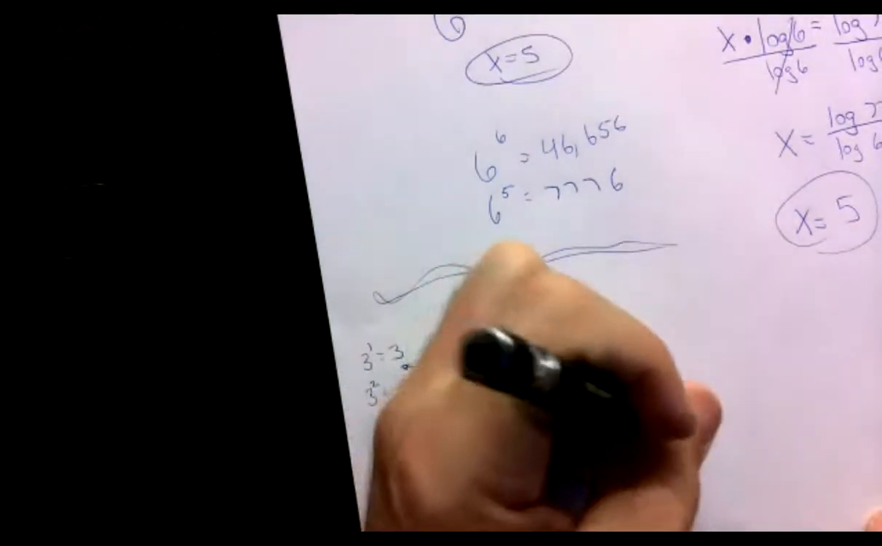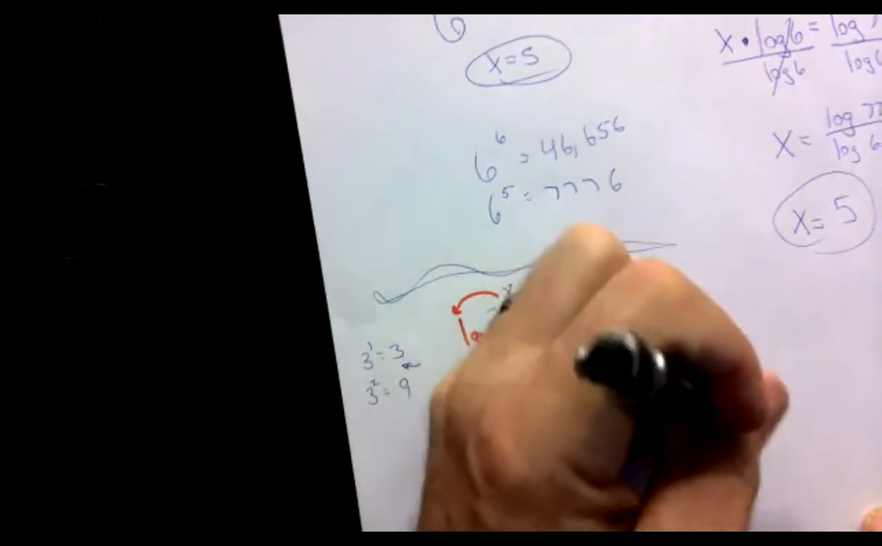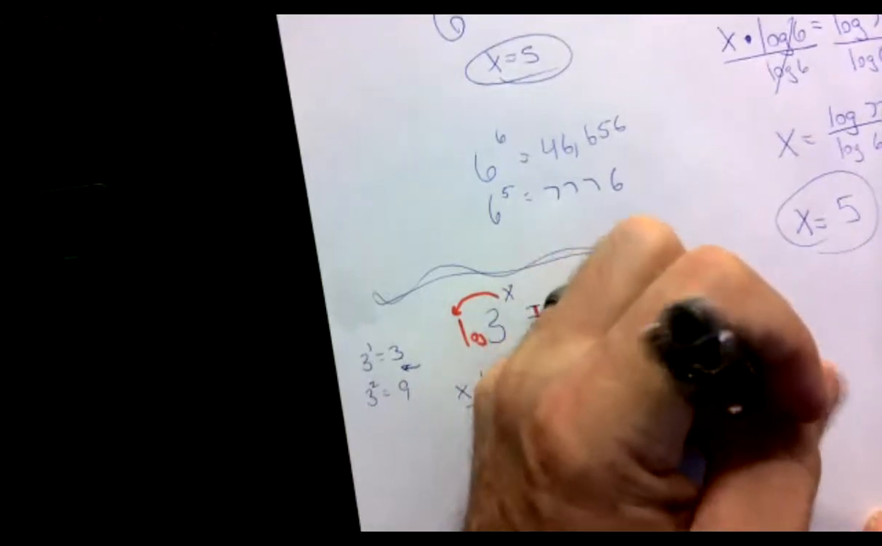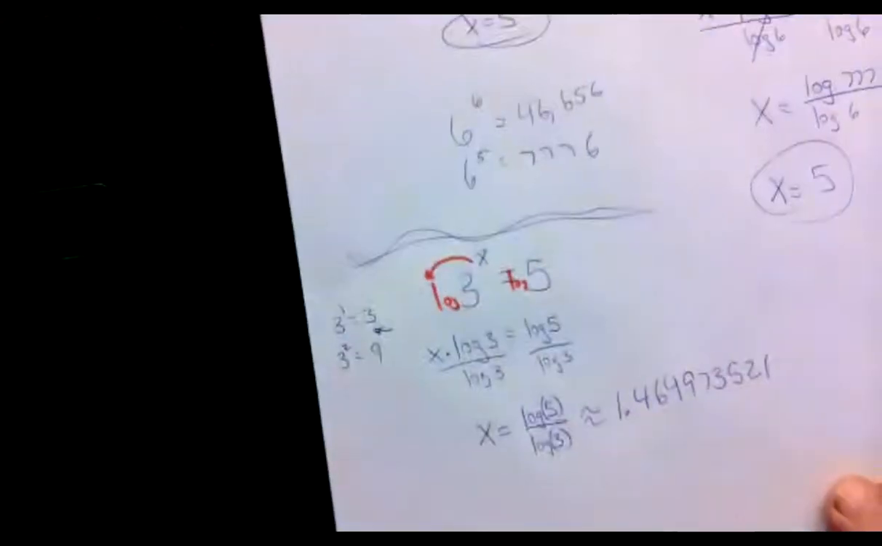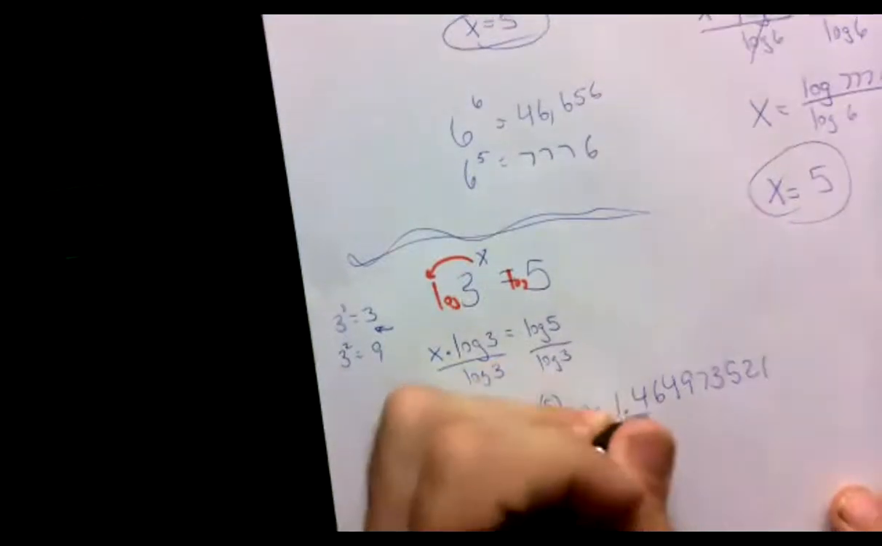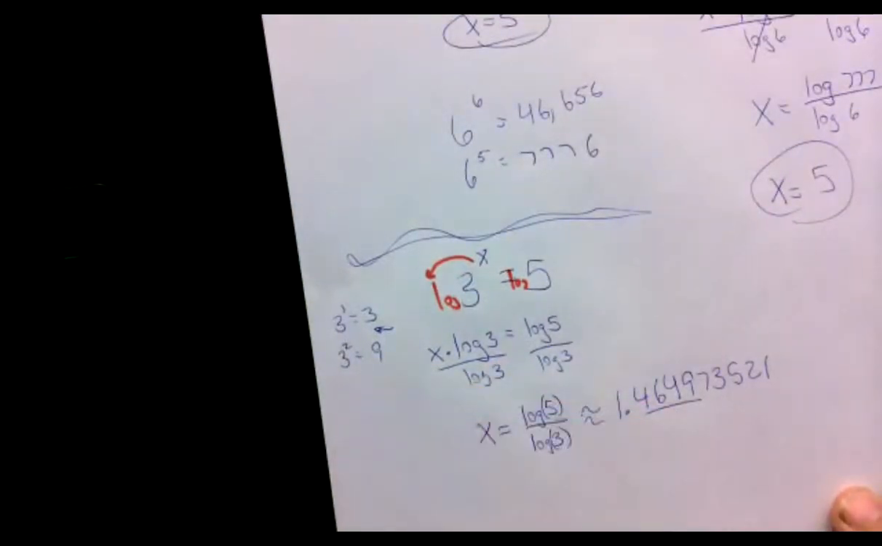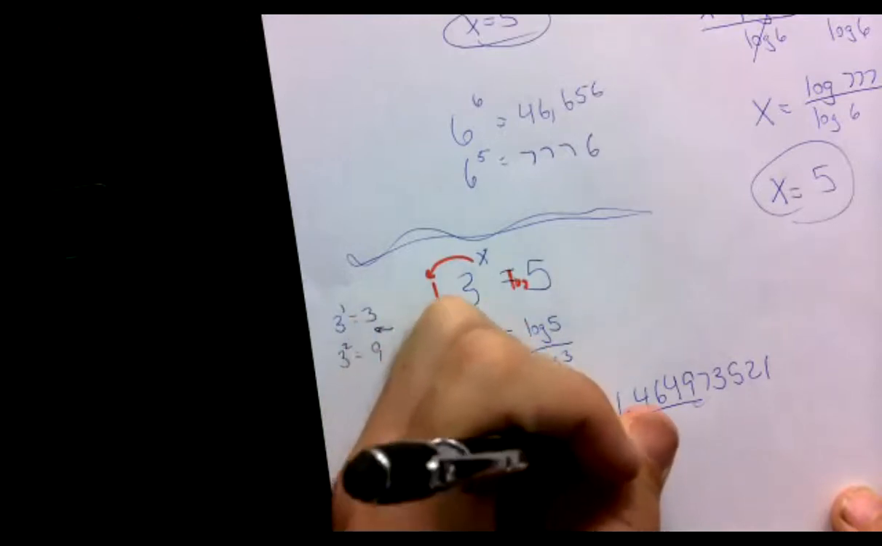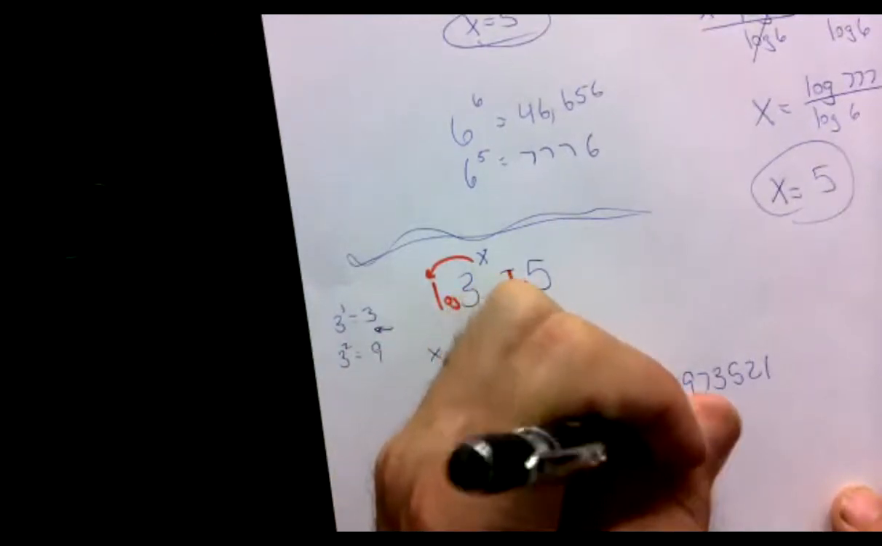We get about 1.464973521. Okay, and as a reminder, we're going to 4 decimal places. So all we do is look at that next number. This number being bigger than a 5 is going to round that up. So we're going to get 1.4650.